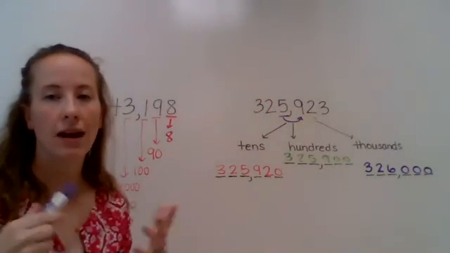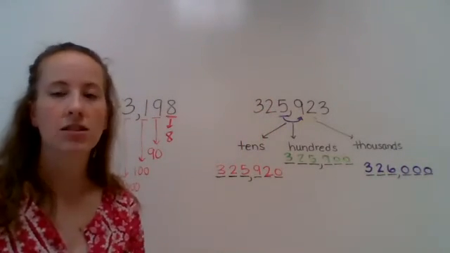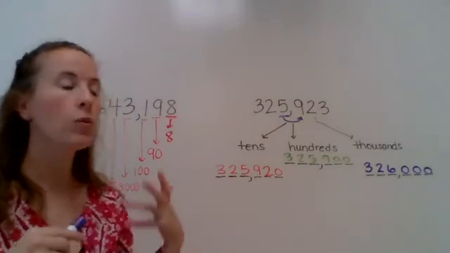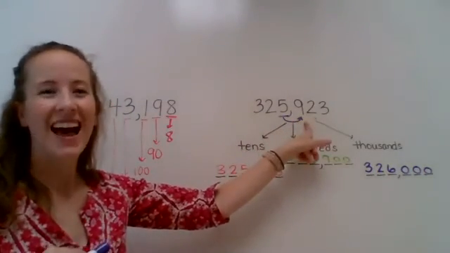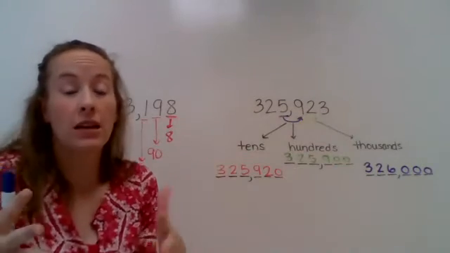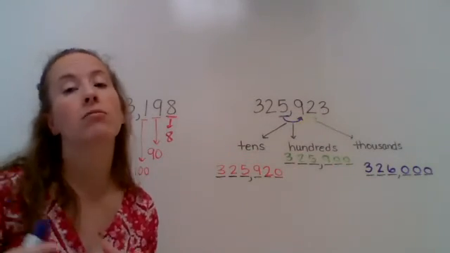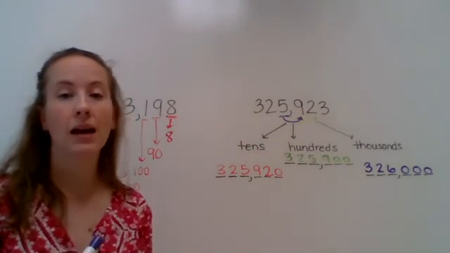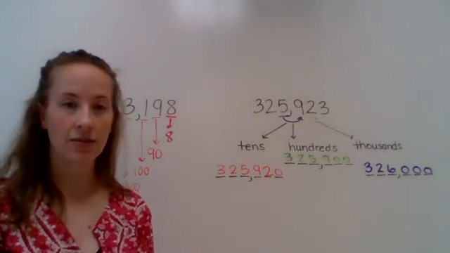So my answer rounded to the thousands place is 326,000, which should also make sense to my brain. Having 923 is almost like having another 1,000. It's really close. So I can round this up when I'm estimating to 326,000.